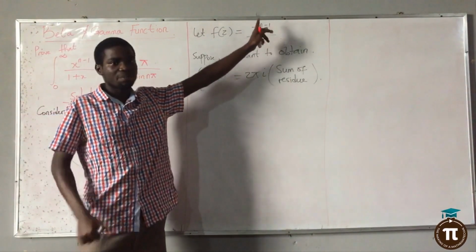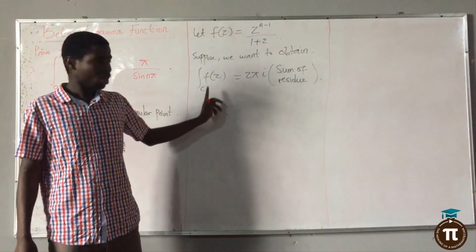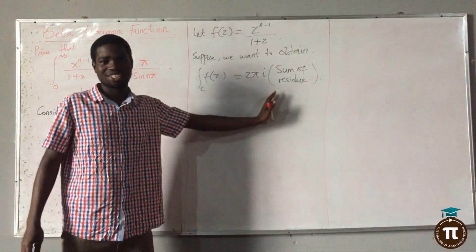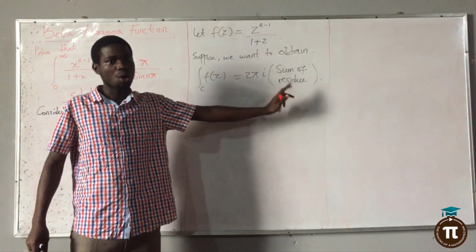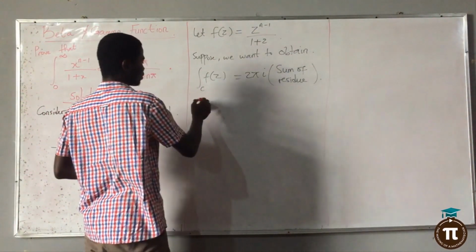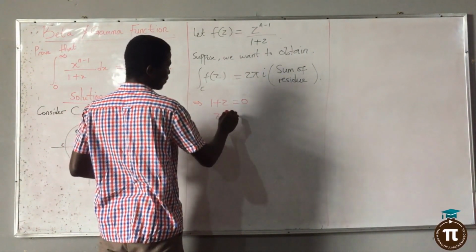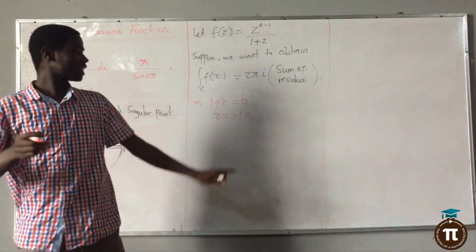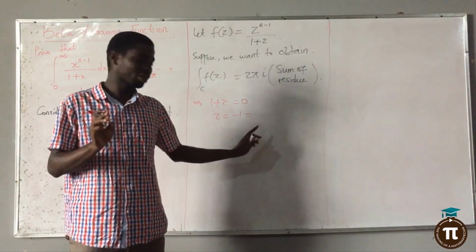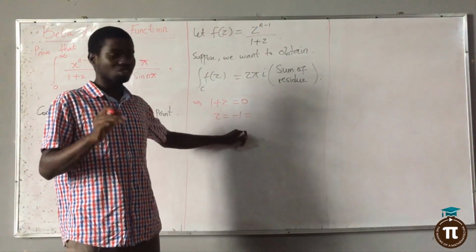So f of z is z raised to the power of n minus 1 all over 1 plus z. I want to integrate f of z on this C. Don't forget, this is purely based on complex analysis, the residue theorem: 2 pi i times the sum of residues. So what is the singular point here? Of course, you equate the denominator, 1 plus z, to 0, so z equals minus 1. That's a singular point, in fact a simple pole, because it occurs just once.